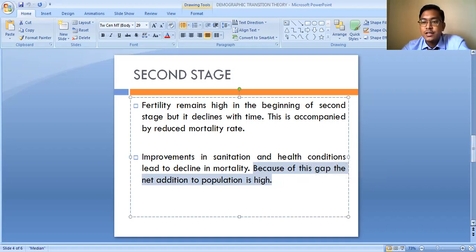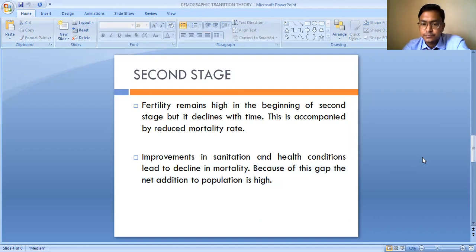So the population basically increases rapidly during the second stage of demographic transition. In the first stage, the population growth is almost stagnant. In the second stage, there is a rapid increase in population growth because the birth rate is high, but the death rate declines because of improvement in the health facilities.